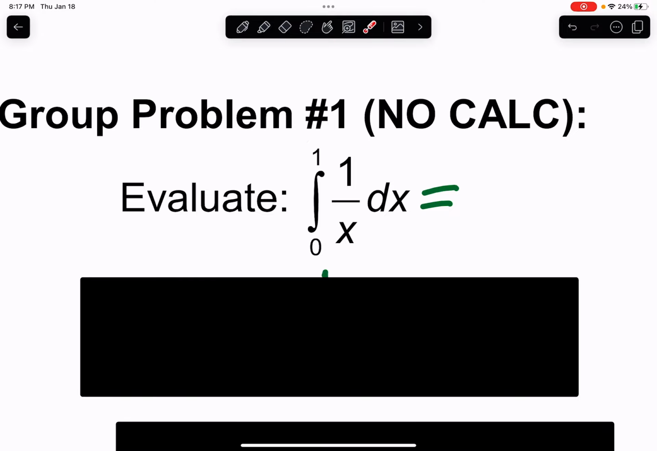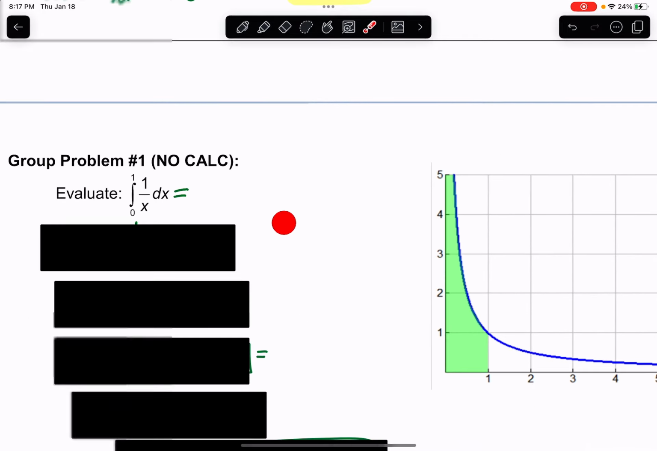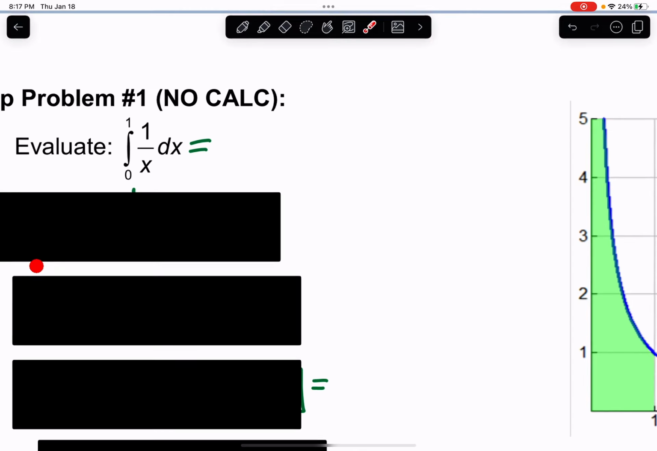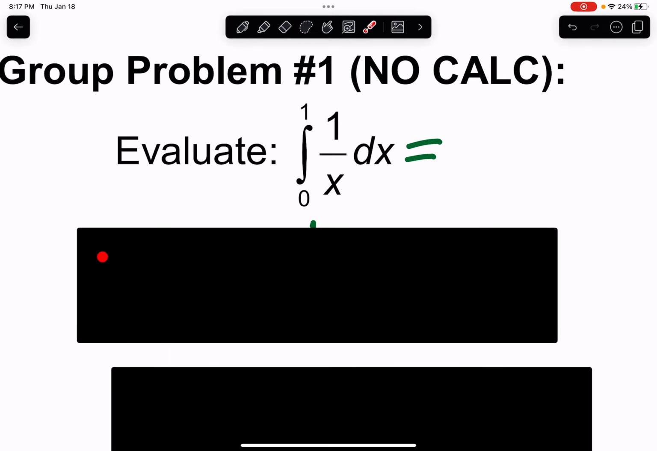So is this improper? Well, let's think about it. At x equals 0, we know there is a vertical asymptote, and that's my lower bound here. My function is undefined there. 0 is not in the domain. So let's see what's going to happen here.